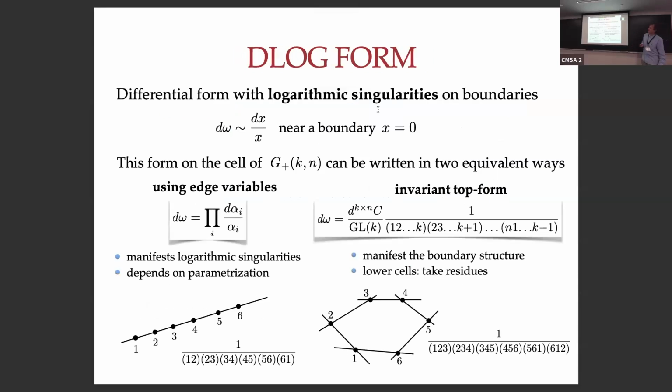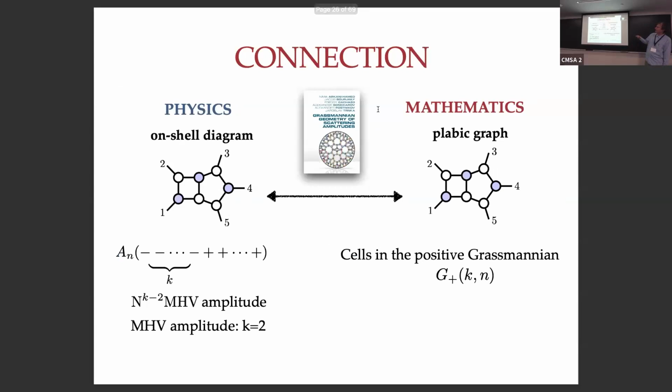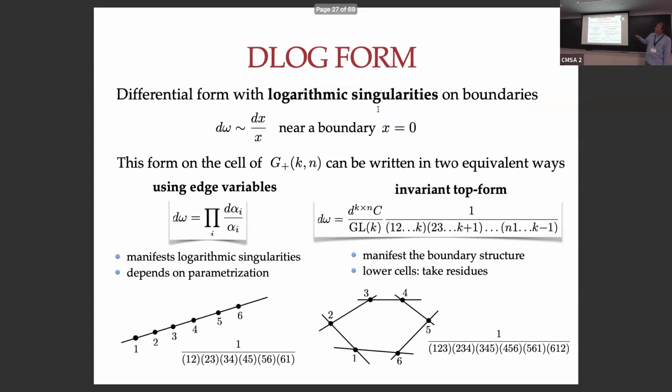So we have two types of gluons that we scatter. Okay, so what is the more precise connection here? So the differential form that we would like to define on this cell in the positive Grassmannian, represented by the graph, is a form with logarithmic singularities on the boundaries. So this means that we have some differential form. Whenever we go close to the boundary x is 0, we would like to develop a factor dx over x. So the singularity should be logarithmic.